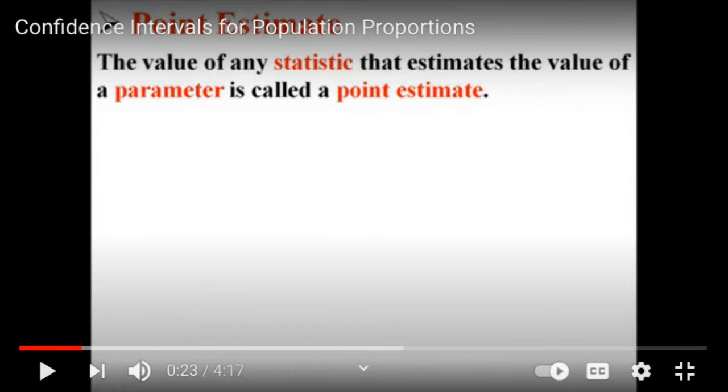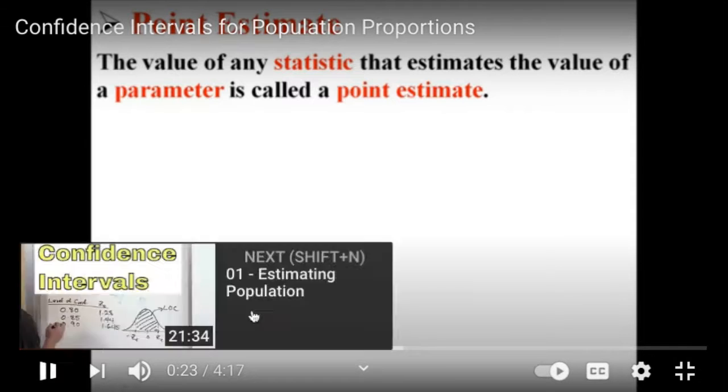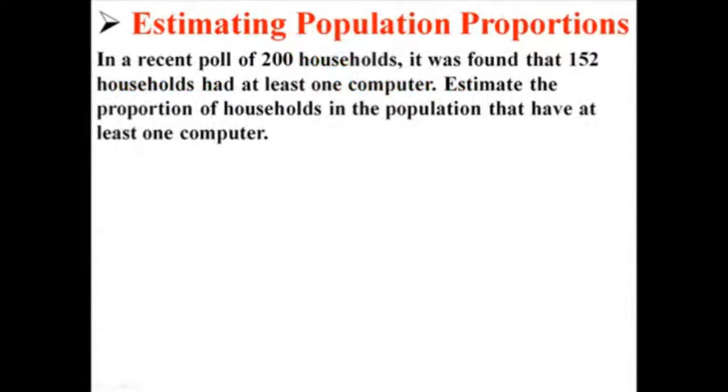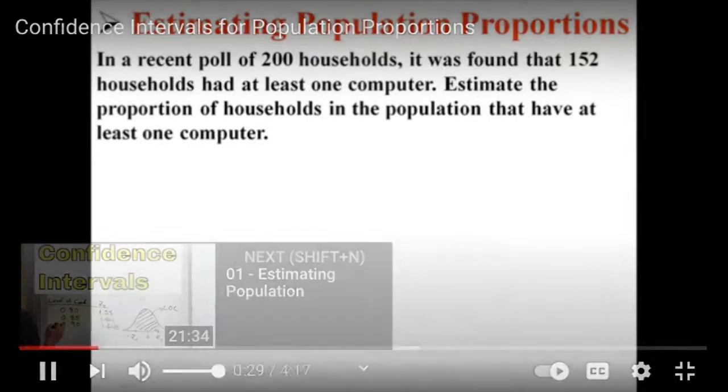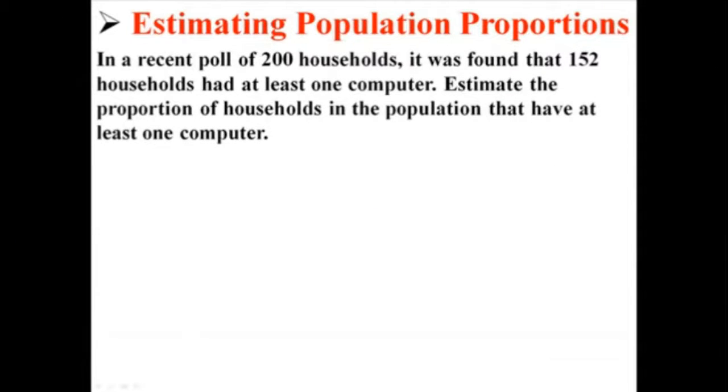Okay, so just to remind you, the statistic is used with samples, and the value of any statistic that estimates the value of a parameter, which is a population, is called a point estimate. Population proportion. So here's my example. In a recent poll of 200 households, it was found that 152 households had at least one computer. Estimate the proportion of households in the population that have at least one computer.